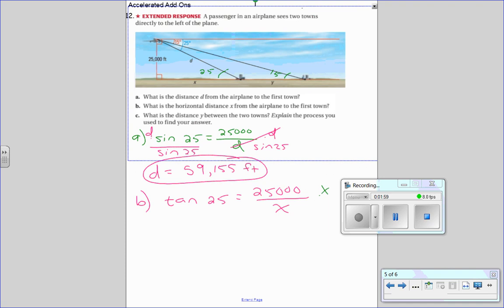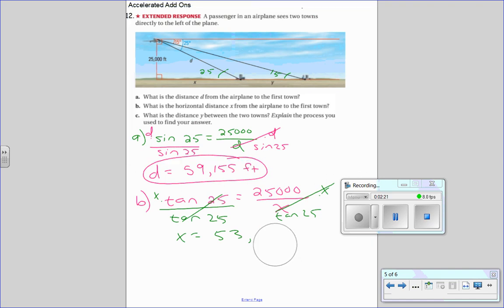Multiply both sides by x. And then divide both sides by tan 25 to move the tan 25 over. So I'm also doing division on my calculator for this one. 25,000 divided by tan 25. 53,613 if you round to the nearest foot. Are we still matching each other? Matching the answer key? Good.